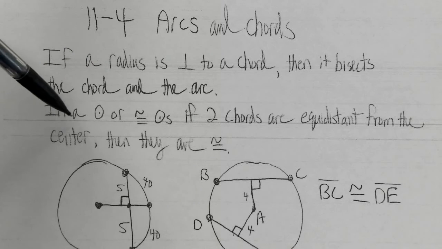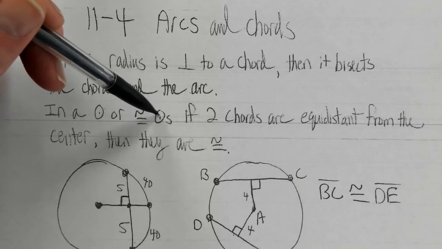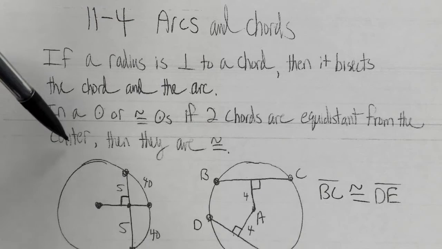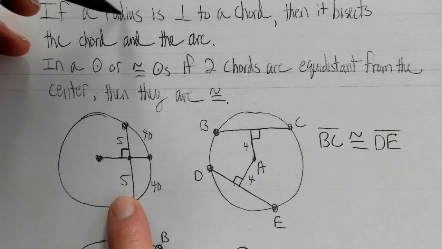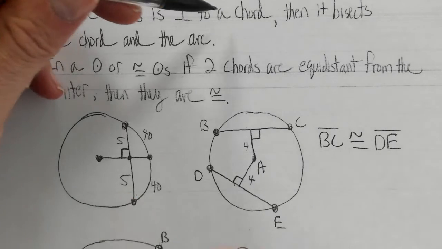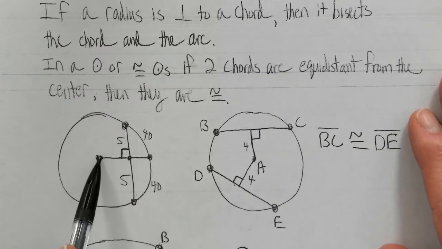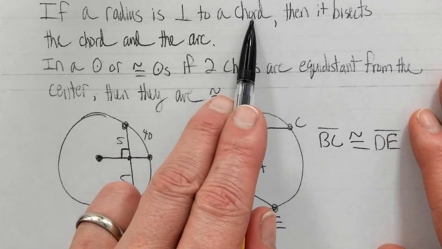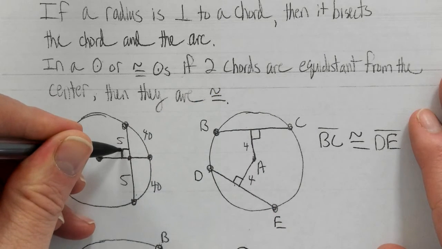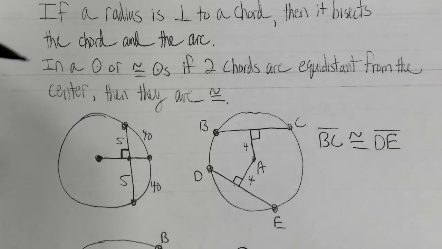The next one, in a circle or congruent circles, if two chords are equidistant from the center, then they are congruent. So let's analyze these one at a time and see what they're saying. The first one, if a radius is perpendicular to a chord. Okay, so a radius would be originating from the center of the circle. And if it's perpendicular to a chord, remember, what's the best way to know if it's perpendicular? It's got a 90-degree symbol right there.